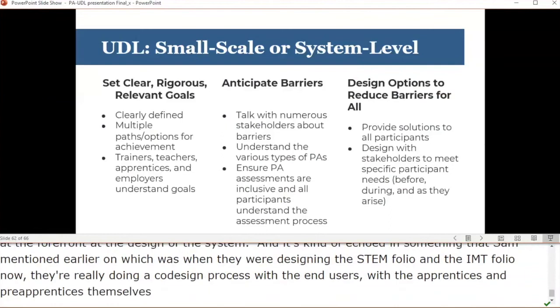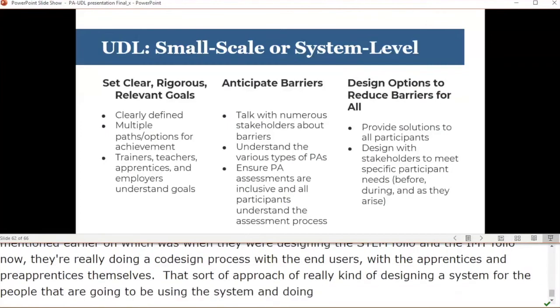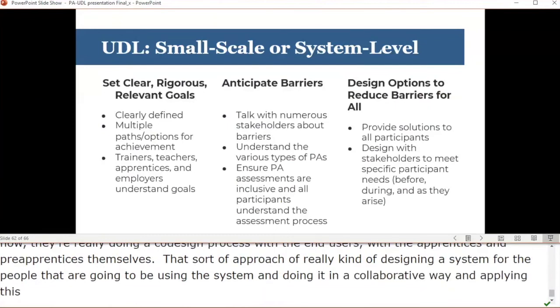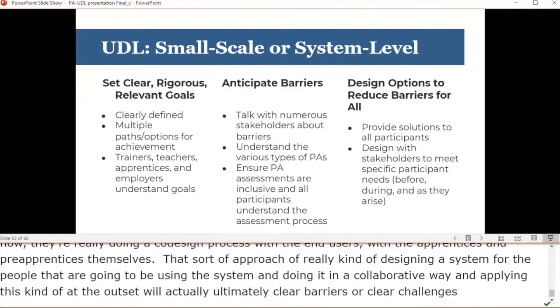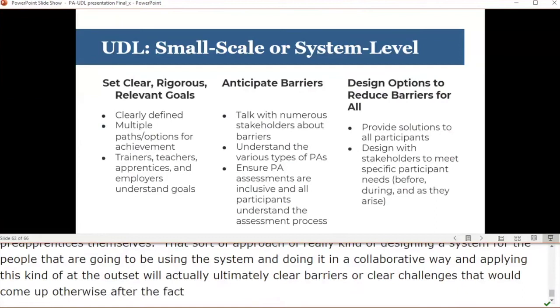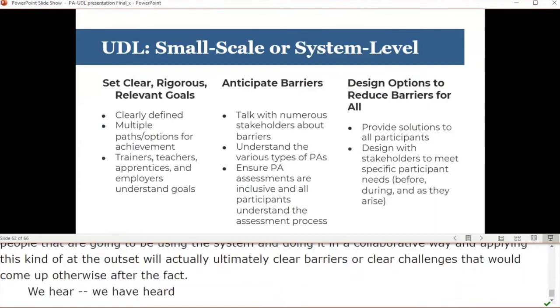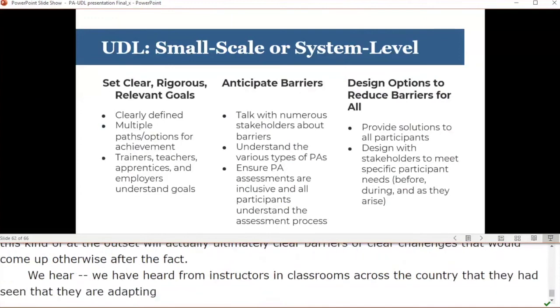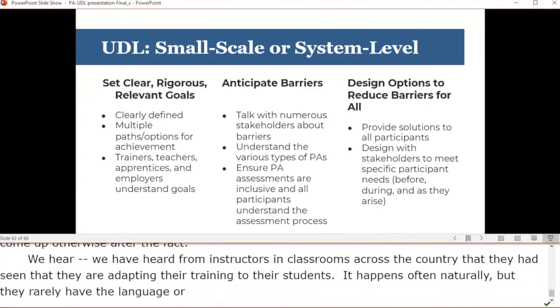That sort of approach of designing a system for the people that are going to be using the system, doing it in a collaborative way, and applying this at the outset, will ultimately clear barriers or challenges that would come up otherwise after the fact. We have heard from instructors in classrooms across the country, and have seen, that they are adapting their training to their students. It happens often naturally, but they rarely have the language or the science behind what they're doing to put a name to that effort.